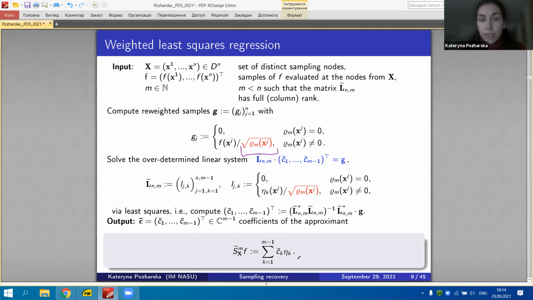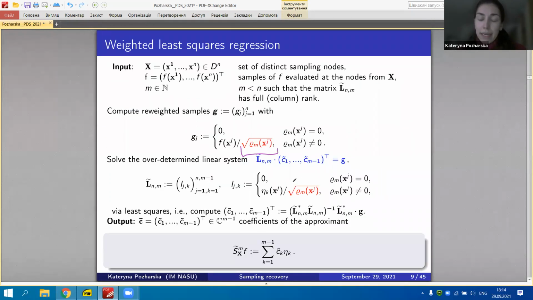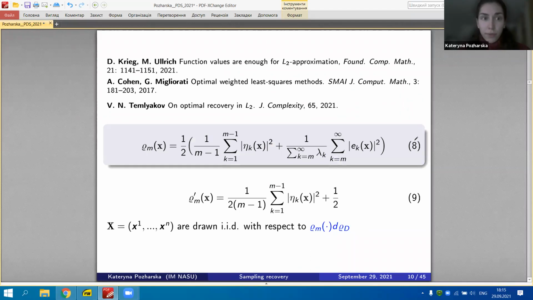So we solve the overdetermined systems where the matrix L consists not only of this eta, but of eta divided by some weight function rho_m. And also we divide function values by the square root of rho_m. And this rho_m is a certain weight function. I will show you on the next slides what it can look like. But what is important is that it is fixed for the whole class of functions. So we choose it at once and it plays a good role.